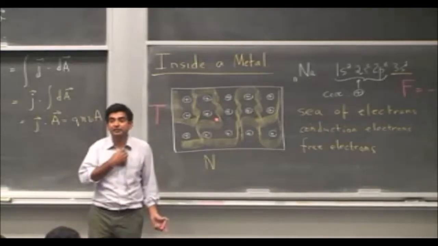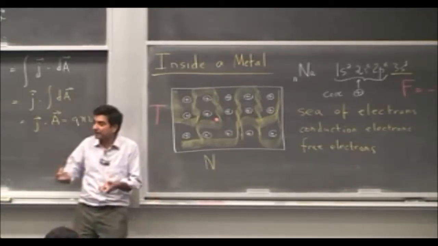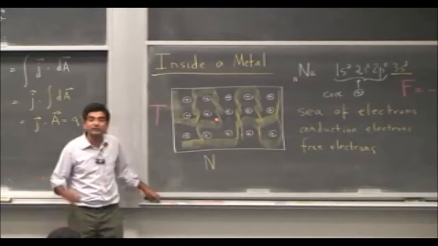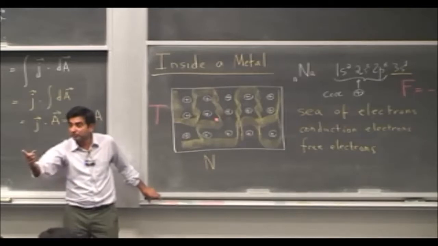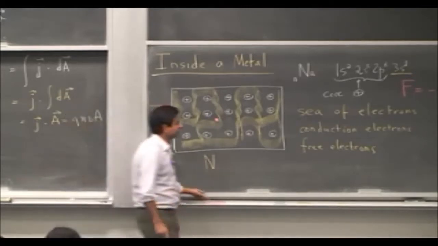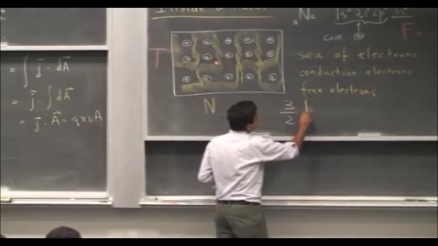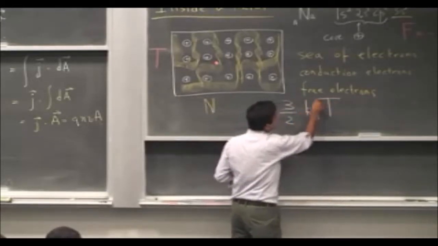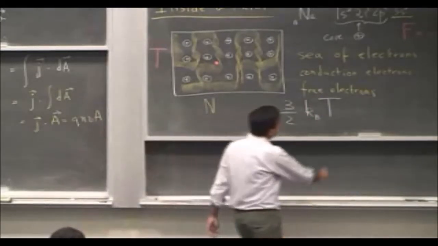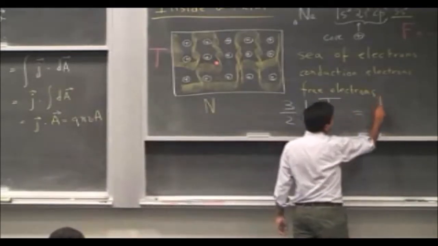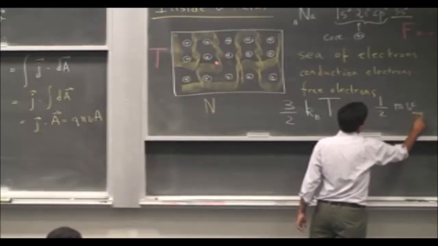How? If I know the temperature, is there a way of determining or estimating what the average velocity is going to be? Exactly. The average thermal energy is 3/2 times the Boltzmann constant times the absolute temperature, and this gives us the kinetic energy of the electron, half m v average squared.